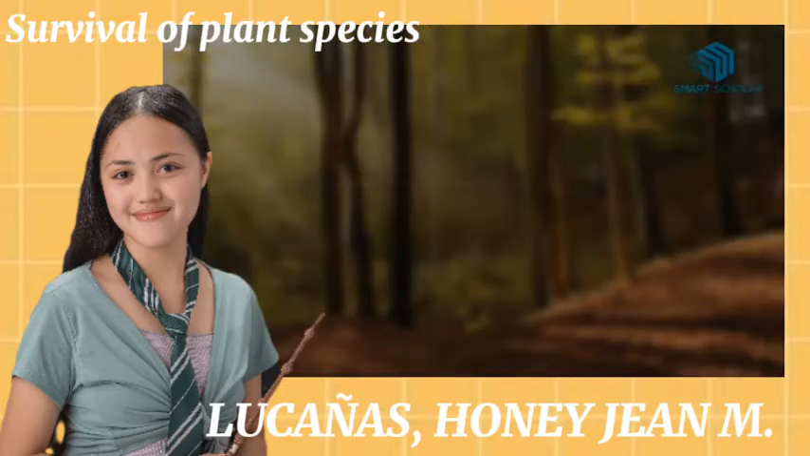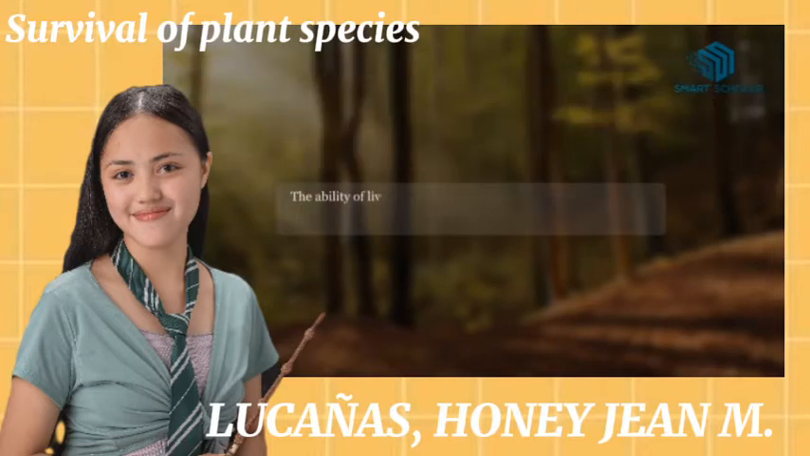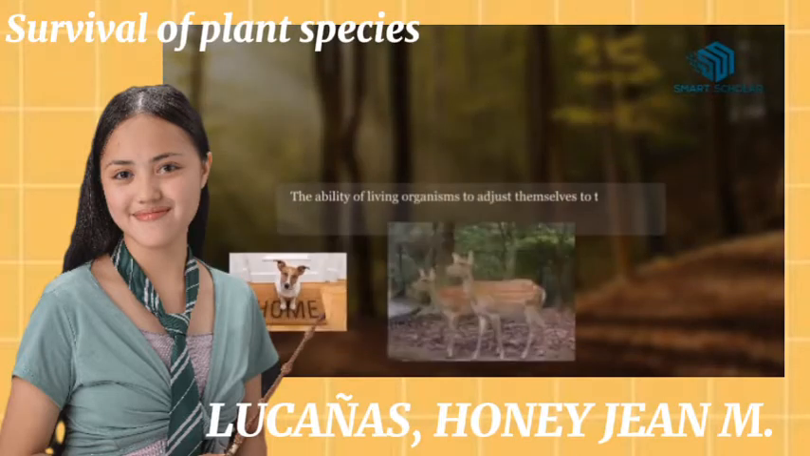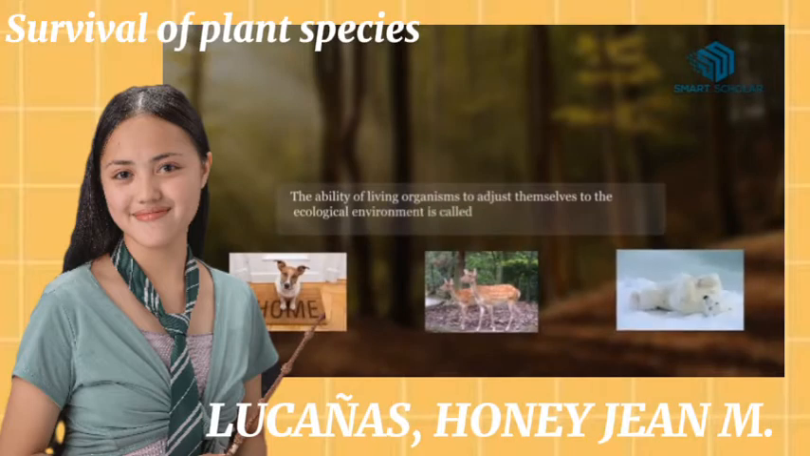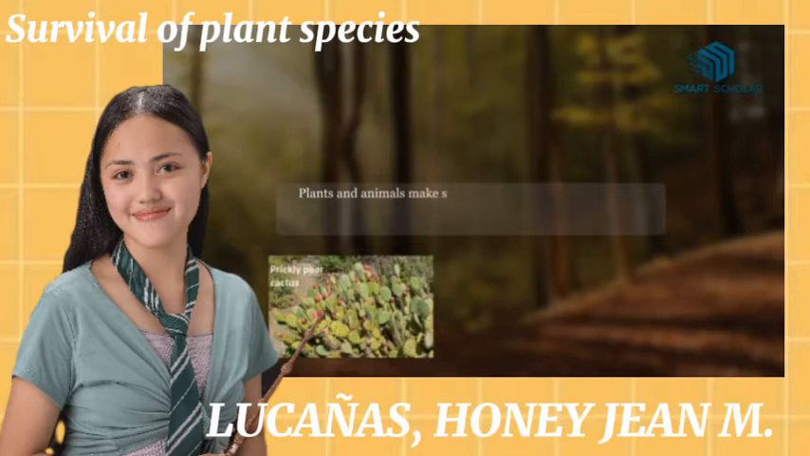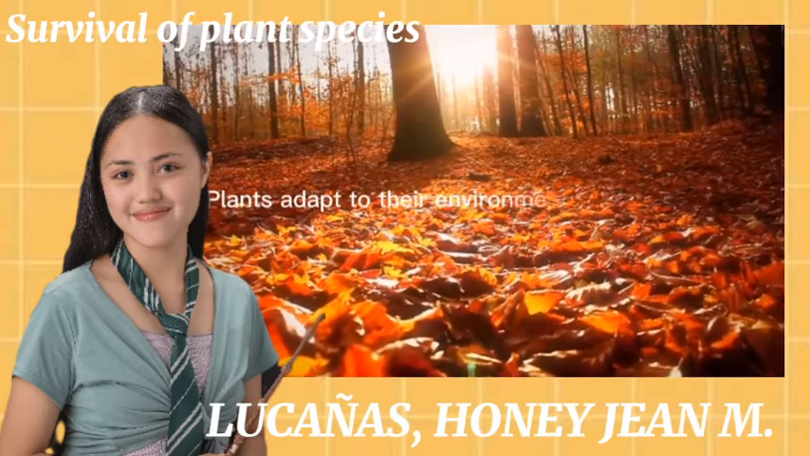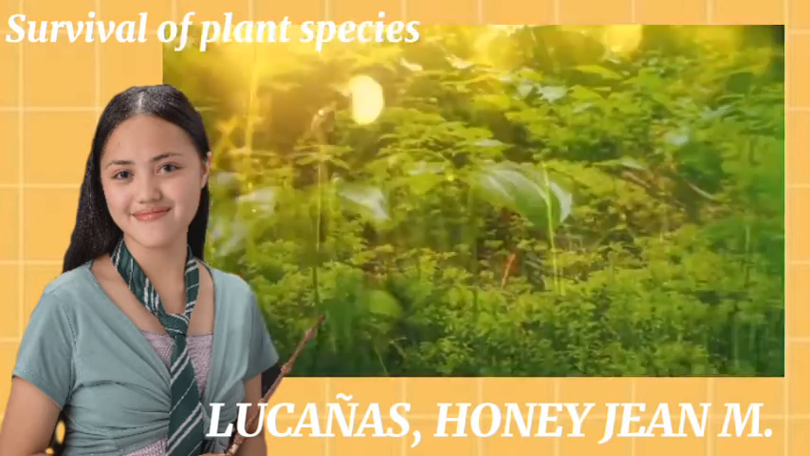Adaptation. Plants adapt themselves in order to survive in their habitat. The ability of living organisms to adjust themselves to the ecological environment is called adaptation. Plants make some natural adjustments, such as changes in their body or behavior or changes in location to fit themselves into their environment. Plants adapt to their environment from necessity.